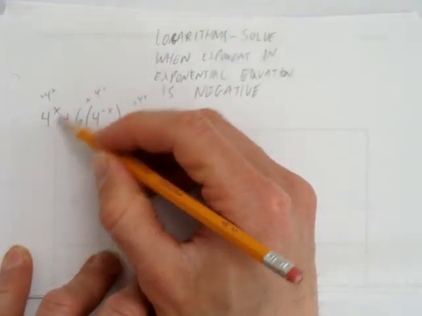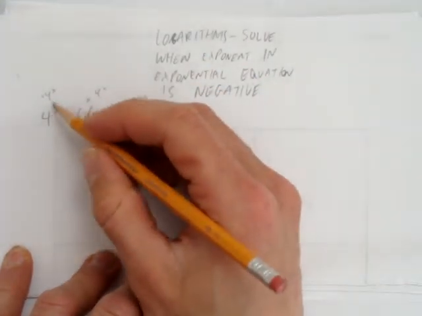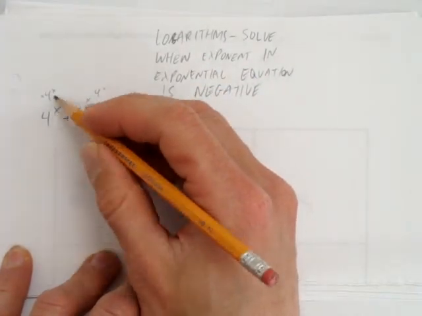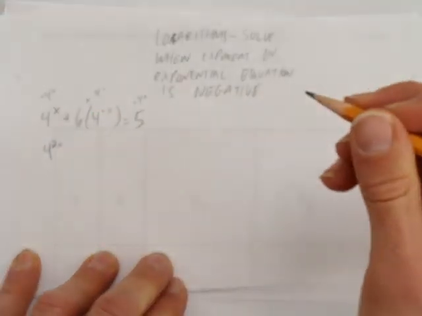Let's start with this first term. 4 to the power of x times 4 to the power of x. When multiplying same base, you add the exponents. So what's x plus x? 4 to the power of 2x.